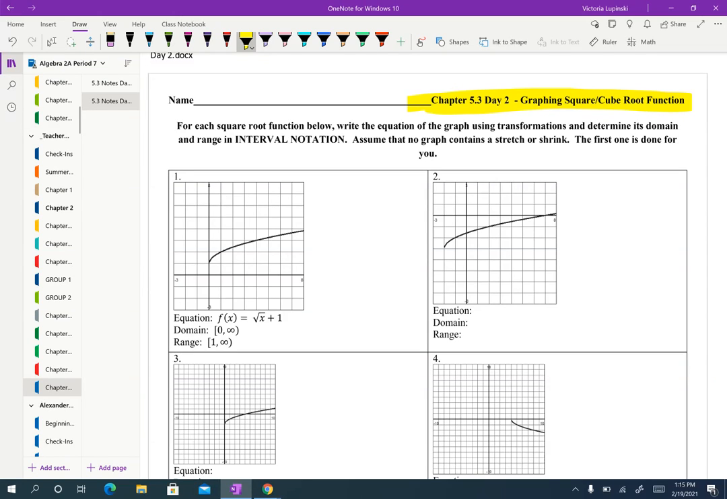All right, welcome everybody. Today we're going to go ahead and do a second day of section 5.3. So we're again going to be focusing on graphing those square and cube root functions. We're going to start by doing some review of just making sure we really do understand how to write the equations using the transformations, how to use interval notation for domain and range, and then ultimately where we're going to end is making sure that we could create these graphs from scratch by hand if we did not have access to a graphing utility.